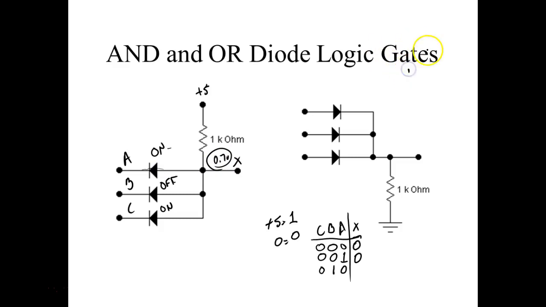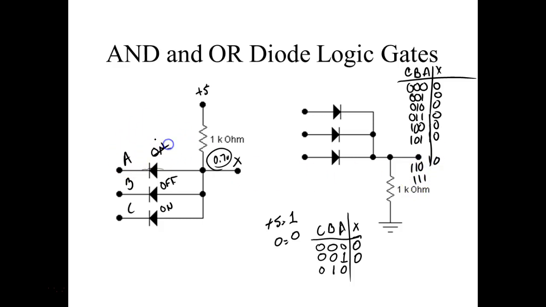So let's do, I'm going to get it up so I can do more. C, B, A, X. So 0, 0, 0 would give us a 0. A 0, 0, 1 would give us a 0. A 0, 1, 0 would give us a 0. A 0, 1, 1 would give us a 0. A 1, 0, 0 would give us a 0. A 1, 0, 1 would give us a 0. I'm going to have to skip over this. A 1, 1, 0 would give us a 0. And then a 1, 1, 1.